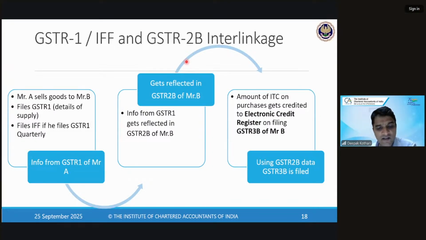So here B is claiming ITC, correct. The receiver is claiming the ITC.